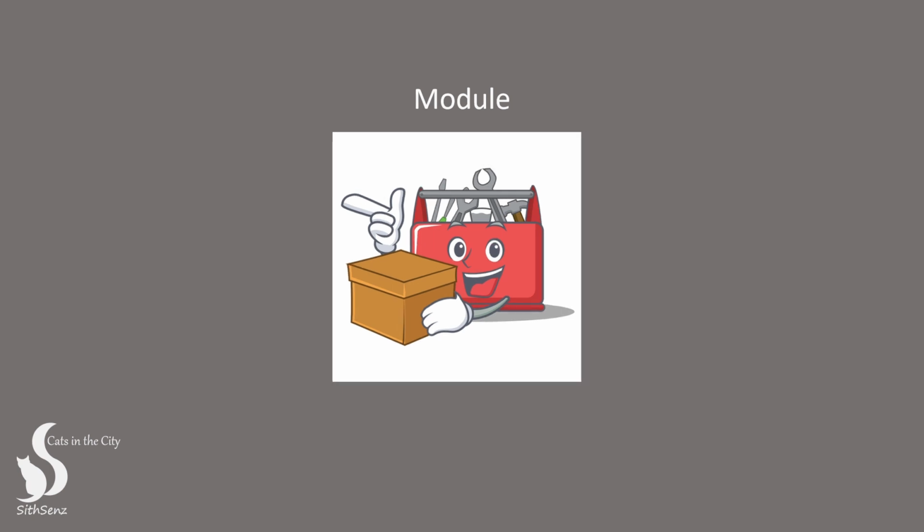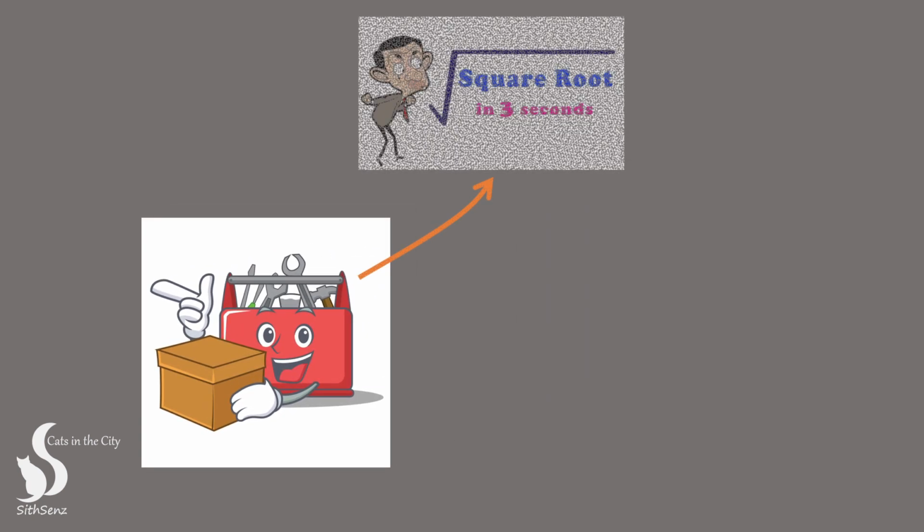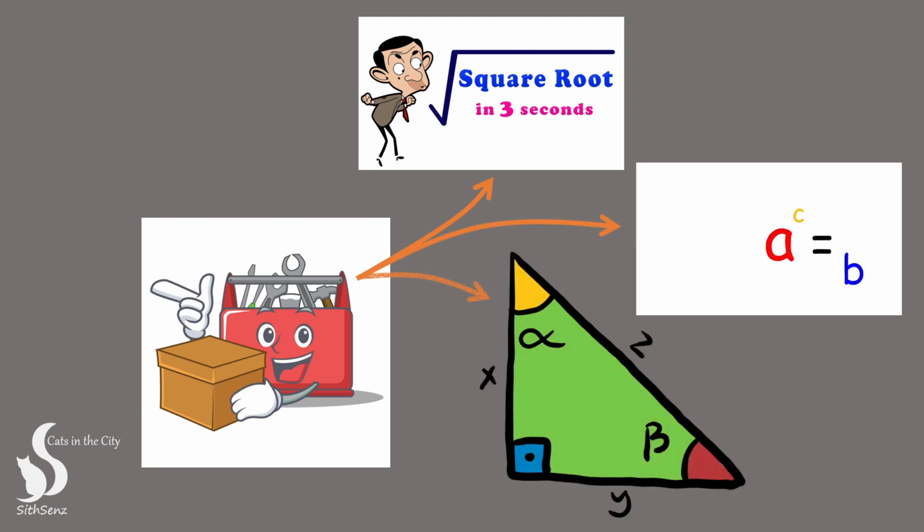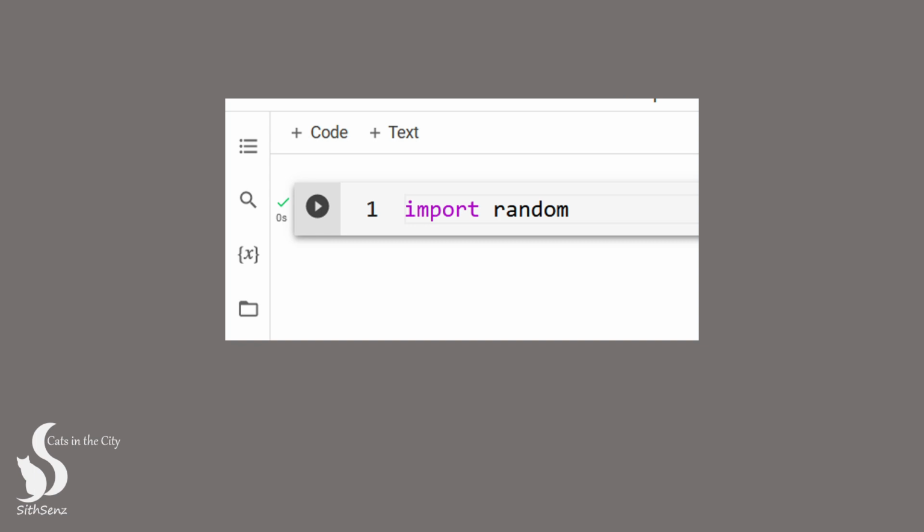For example, Python comes with a built-in module called math that contains functions for performing mathematical operations like square roots, logarithms, and trigonometry. By importing the math module into your program, you can use these functions without having to write the code for them yourself. And for our game today, we'll need to import a module called random. To import the module, you simply write, import random, like this. It's very easy.